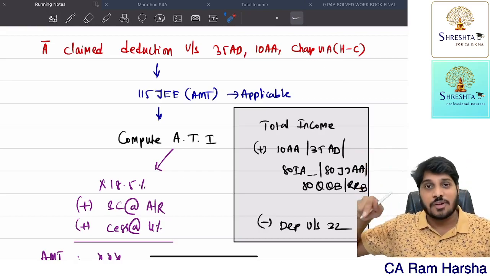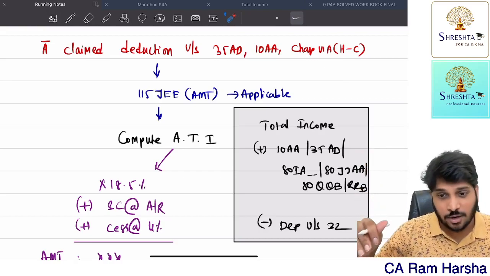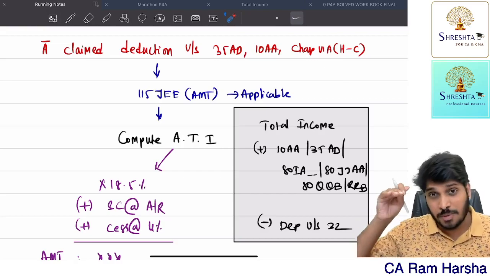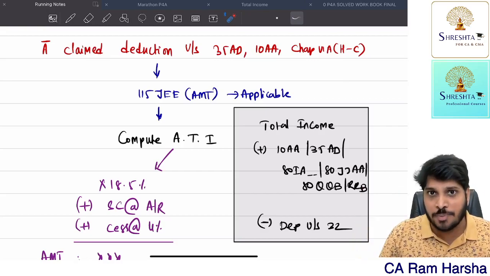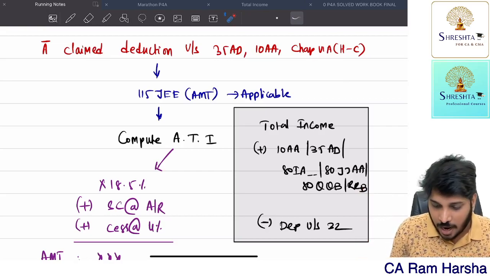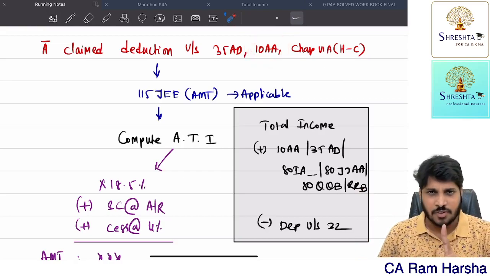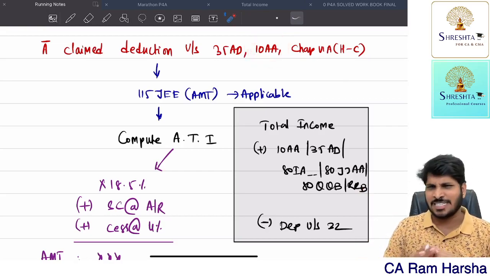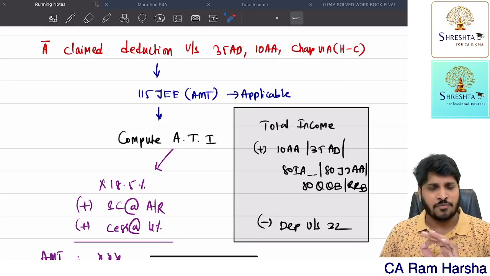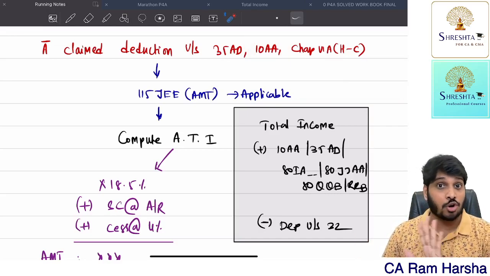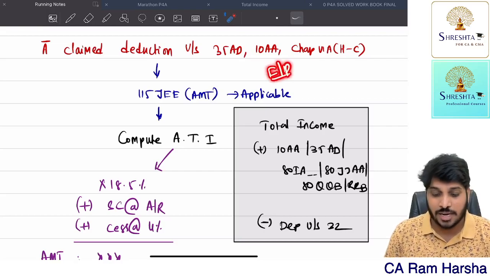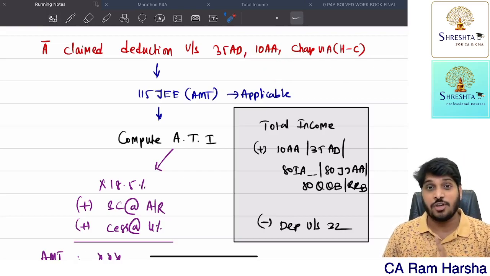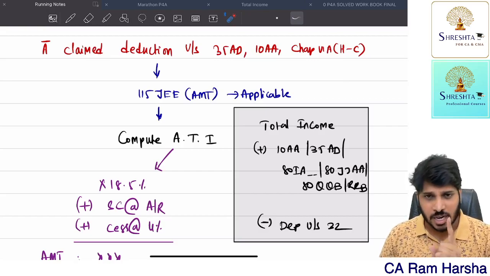Within 3 years from the date of creating the reserve, you must utilize it for purchasing new plant and machinery. Under 10AA, for the first 5 years, 100% of the profit is exempted, no conditions, reserve and all do not apply. Next 5 years, 50% of the profit is exempted. Which profit? Not total profit. Only export profit you can claim as deduction. First 5 years, 100% of export profit.